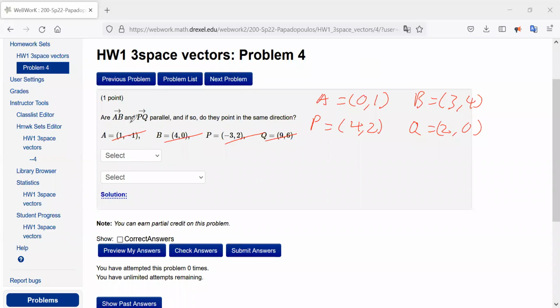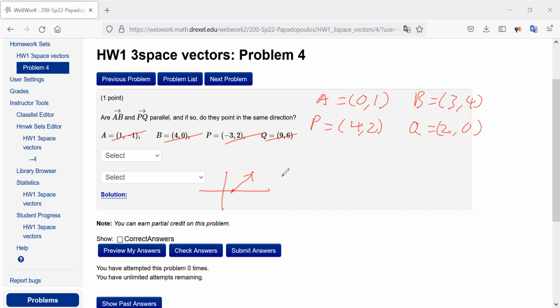Okay, so now we're going to, again, try to figure out if these vectors are parallel, but again, I switched the values. So first off, what does this even look like? If we have the vector AB, well, 0, 1 is right here, and 3, 4 is going to be here. So it is this arrow that goes from A to B. So how do you figure out whether these are parallel or not?